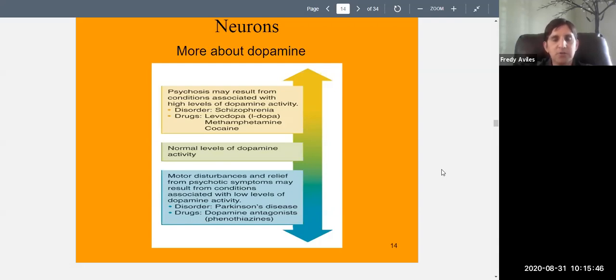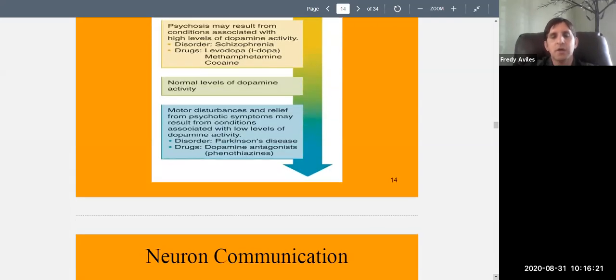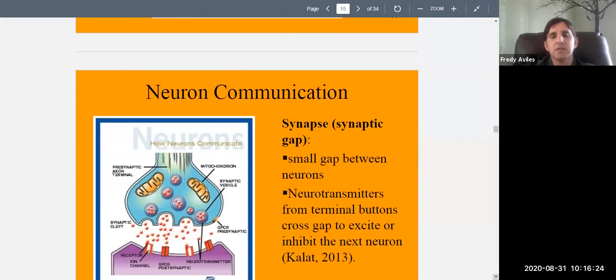If dopamine levels are too low, then you get problems with movement. Okay, motor disturbances. You get problems with movement where movement doesn't work very well. You get symptoms of Parkinson's disease, okay? And drugs that are called dopamine antagonists, which reduce the level of dopamine, like phenothiazines, will cause problems with movement. So that's called the dopamine hypothesis. You want normal levels of dopamine. Too high, and you become psychotic, like a schizophrenic. Too low, and you become like someone who has Parkinson's disease, and you have problems with movement.